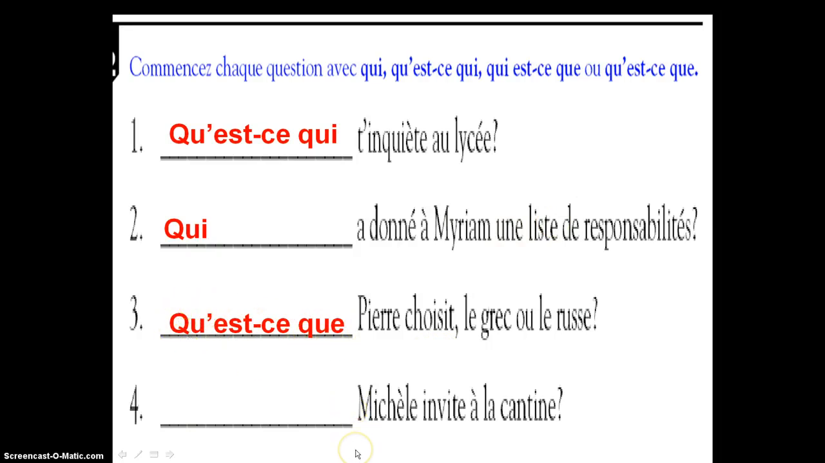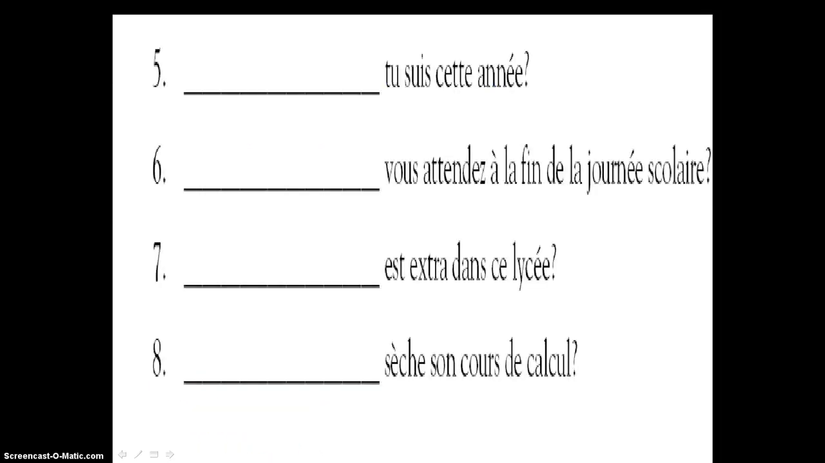"Michel invite." Whom did Michel invite at the canteen, at the cafeteria? So "qui est-ce que Michel invite." So Michel invited Paul. Because we're looking for a direct object, it's "que" here, but remember we're talking about a person, so it's "qui." Let's check the next one.